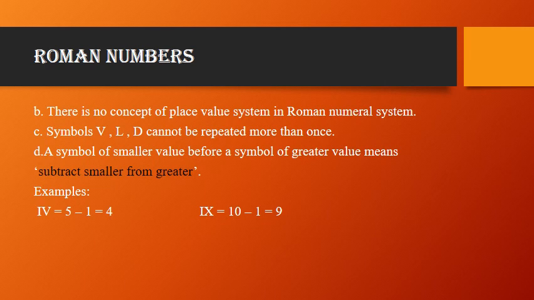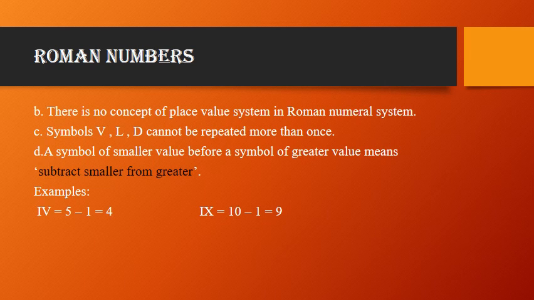Now the next one, that is D, children. A symbol of smaller value before a symbol of greater value means subtract the smaller from the greater. Teacher will explain whatever she has read just now. Okay. Now children, look at the example. What has the teacher written? A symbol of smaller value before a symbol of greater value. Now children, you can see in the example, teacher has written I and V, and in the last slide we know that I equals 1 and V equals 5, children.